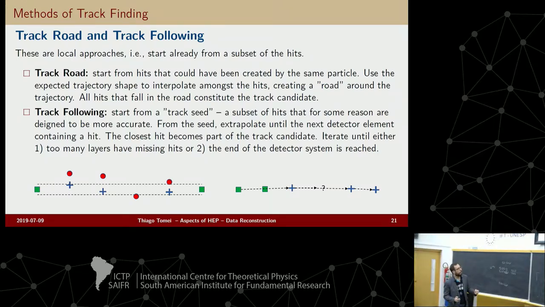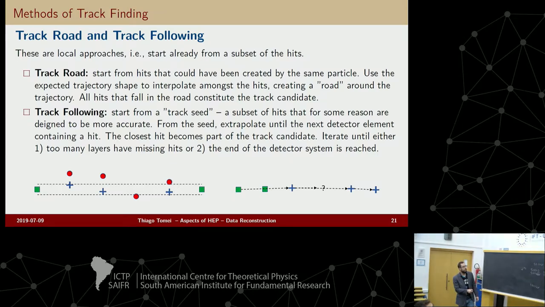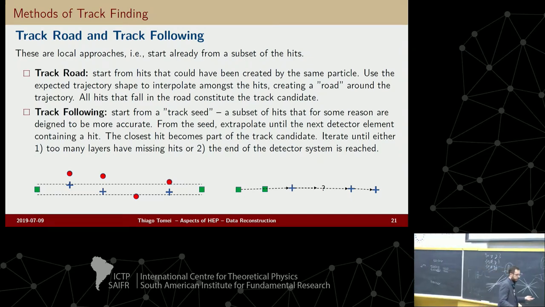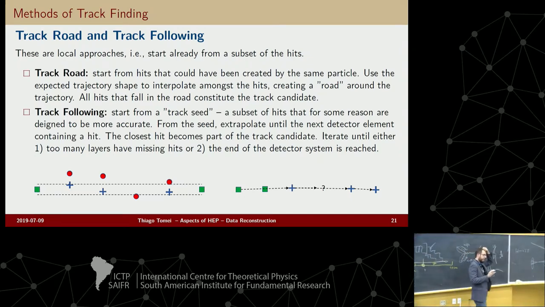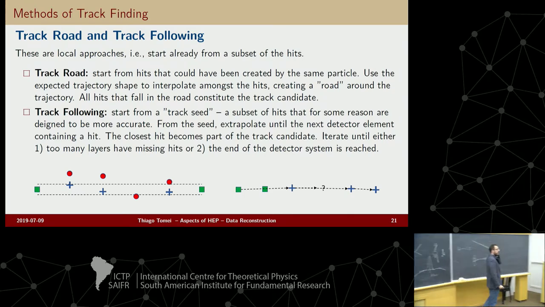Another thing that you can do is track following. You start from a seed. Let's say that these detectors in the beginning here are better. Like in CMS, the detectors near the interaction point are better. So you trust them more, and with two or three hits, you can already do a pre-fit, and then start extrapolating and search for hits here, and here maybe you miss it because it was a little bit farther below, but then you found it, and then you can decide, okay, so these hits here make up a track. And there are other possibilities. Tracking is a real problem, and it's going to become worse at the high luminosity LHC.